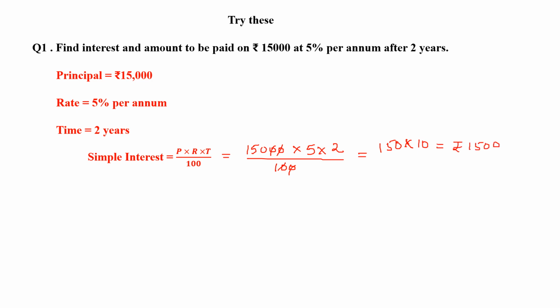Now let's find the amount also. The amount is principal plus interest. Your principal amount is 15,000 rupees and the interest we have just calculated is 1500 rupees. If you add it, you are going to get 16,500 rupees. Okay. Now next question.